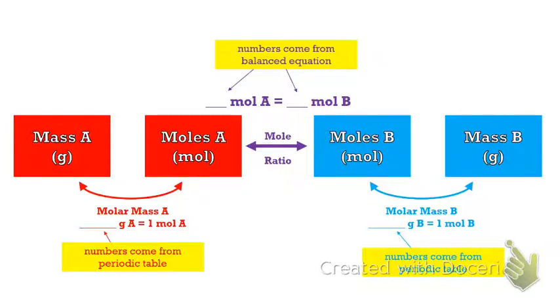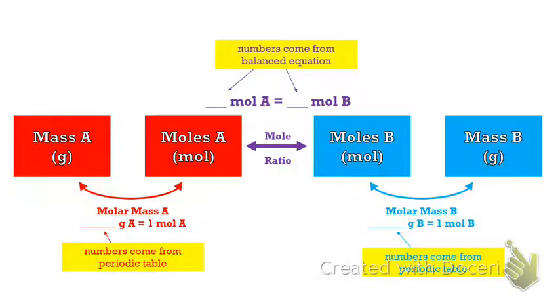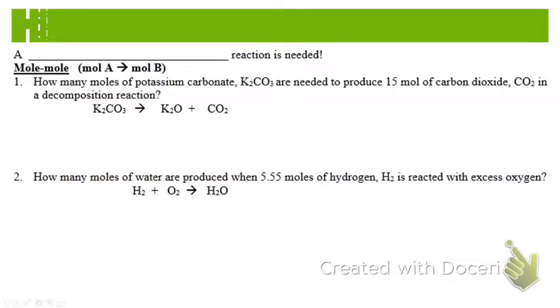So these are the biggest problems that we might have, a 3-step problem to go from mass of this, and have to go to moles of that same thing first, then switch substances to moles of that other thing, and then get mass out. So 3 steps is our biggest problem. But we're not going to start with the biggest problems. We're going to start with the smallest problems. Here we're going from moles to moles.